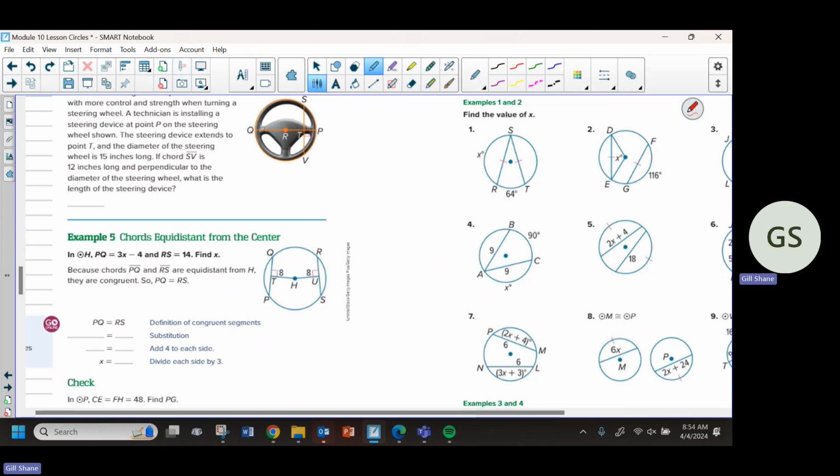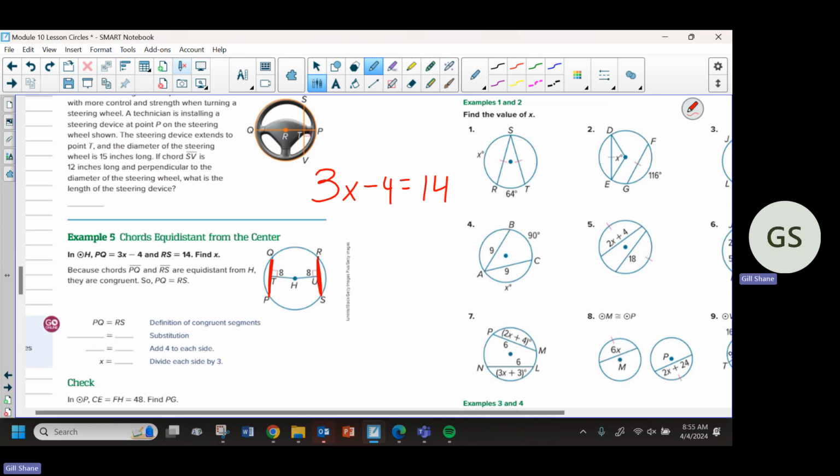So you're going to have to memorize those. This is not a quiz where you can just say, yeah, I got it all. You have to go back and memorize. So that means QP is the same length as RS. So we just set them equal to each other. So 3x subtract 4 equals 14. They're the same length, which means their lengths would just be equal to each other.